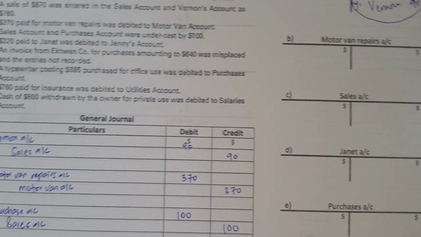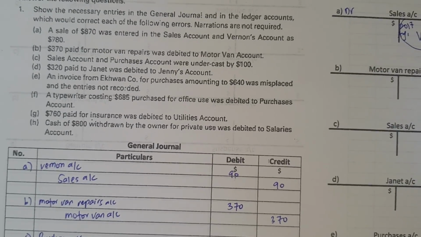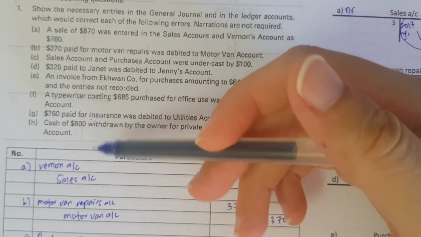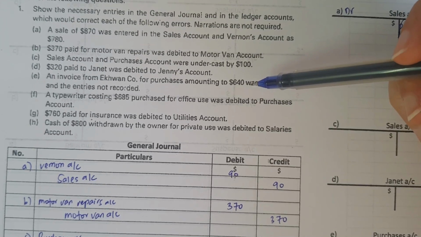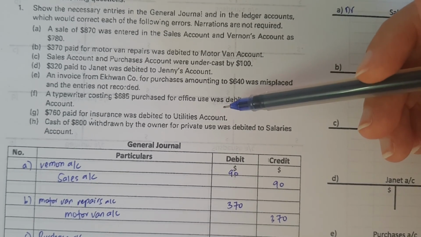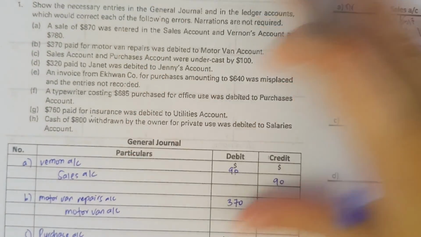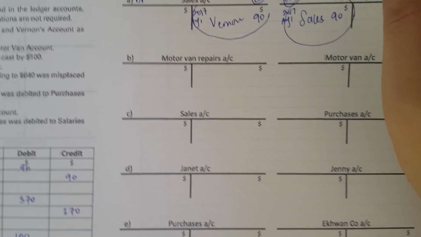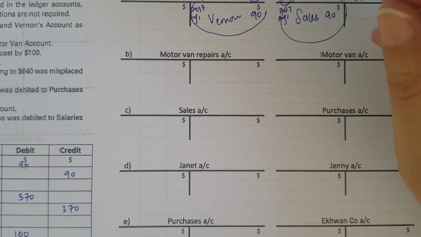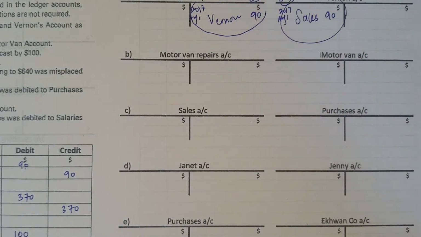So I'd like you to do the rest of the questions by yourself. E, F, G, H, for example, F is quite similar to D and so on. I'd like you to do all this in a general journal, and after that to do it in the ledger entries, okay? So that's all for today's lesson, okay? Thank you.